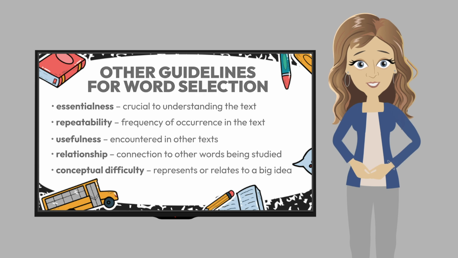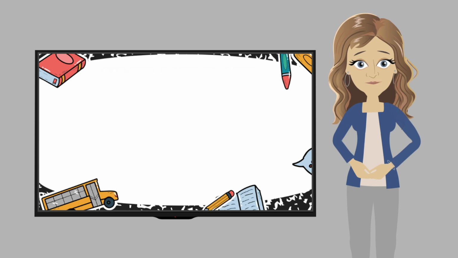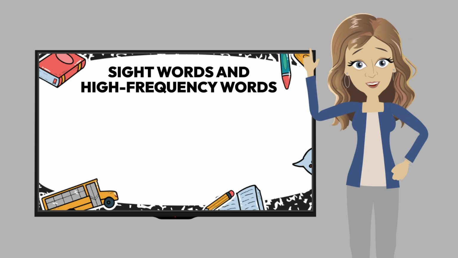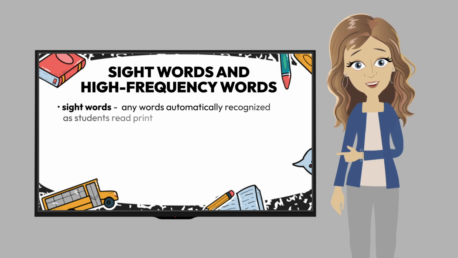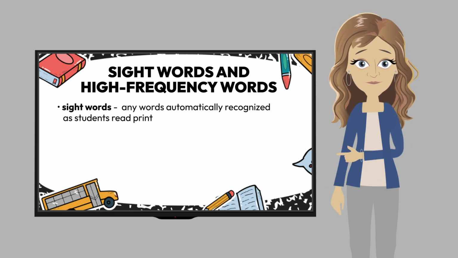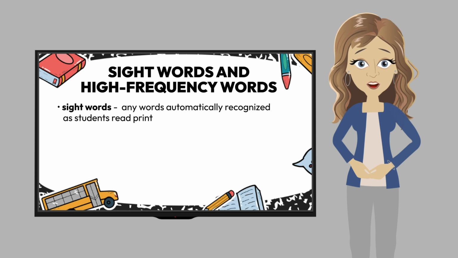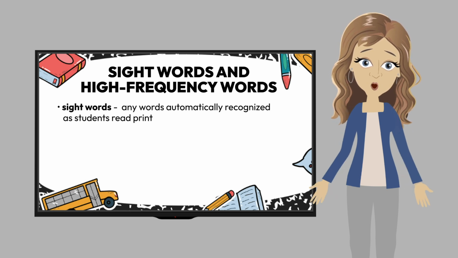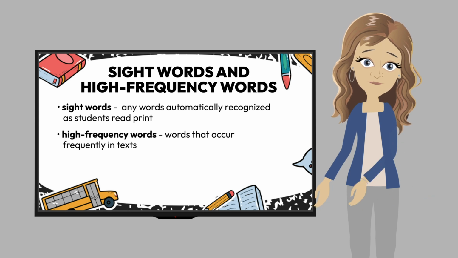In addition to talking about Tier 1, 2, and 3 words, we also discussed other types of words that need to be included in vocabulary instruction. Sight words are often confused with high-frequency words. Sight words are any words retained in memory and automatically recognized as students read print. In contrast, high-frequency words are words that occur frequently in text.